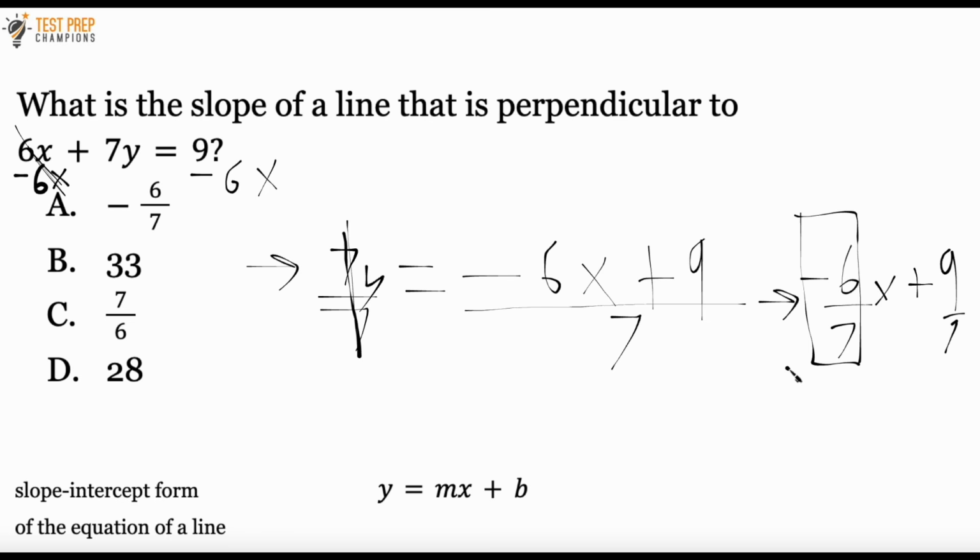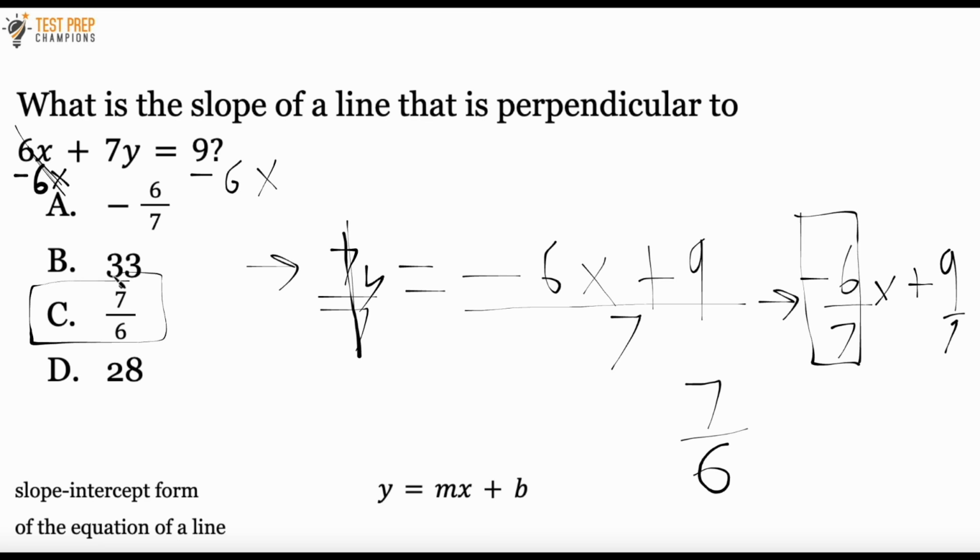What I want to do now is take the opposite reciprocal. So what that means is that I want to take this fraction, this 6 over 7, and I want to flip it upside down so it becomes 7 over 6. And since it was negative, it becomes positive. So again, what I did was I found the slope. The slope is negative 6 over 7, and then I found the opposite reciprocal. And the way that I did that was by flipping that fraction upside down and changing it to positive. So the answer here is C.